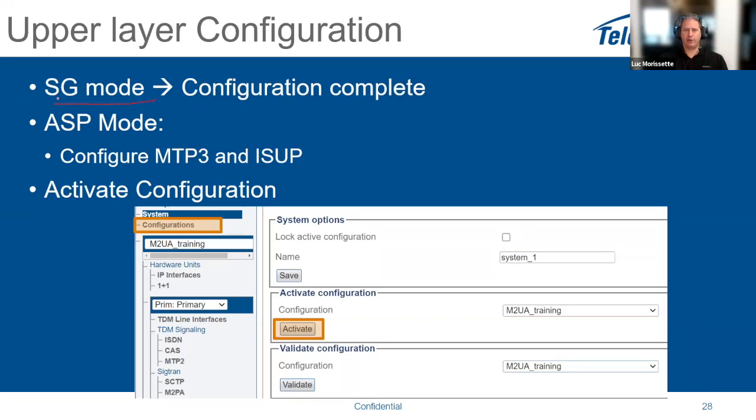If we are configuring SG mode, well, our configuration is complete. So you can just go in configurations, system here, and press on activate, and this will activate your M2UA configuration. However, in ASP mode, you still need to configure upper layers, MTP3 and ISUP, because you are terminating the M2UA traffic. This is not the objective of this presentation. I will do other presentations to show this part. But once you've configured those two layers, then you can activate the configuration as well.